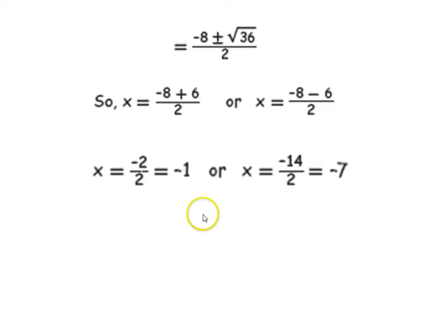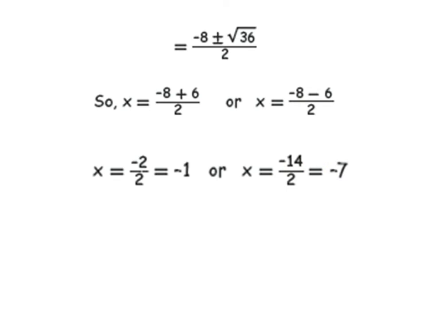So now we do some simplification, and we get x is going to be equal to negative 2 divided by 2. Where does this negative 2 come from? It comes from negative 8 plus 6. Negative 8 plus 6 is negative 2. Negative 2 divided by positive 2 is negative 1. Or we have this instance over here. Now we have a negative 14 divided by 2. Where does negative 14 come from? Negative 8 minus 6. Negative 8 minus 6 is negative 14. And negative 14 divided by 2 is negative 7.